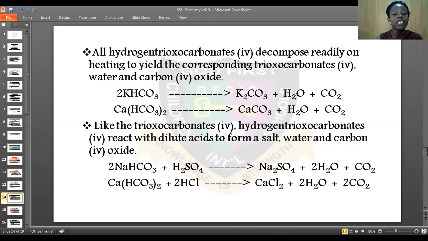Then, like the carbonate(IV), hydrogen carbonate(IV) reacts with dilute acid to form salt, water and give off carbon(IV) oxide. So you have all these equations. For example, you have sodium hydrogen carbonate(IV) reacts with this acid to give you this salt, water and give off carbon(IV) oxide. The same thing with potassium hydrogen carbonate(IV). And calcium hydrogen carbonate(IV) reacting with an acid gives you salt, water and carbon(IV) oxide.